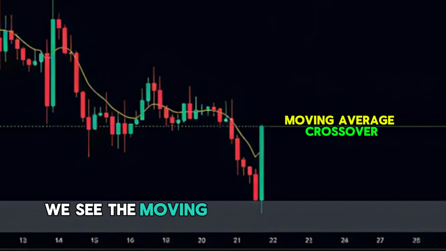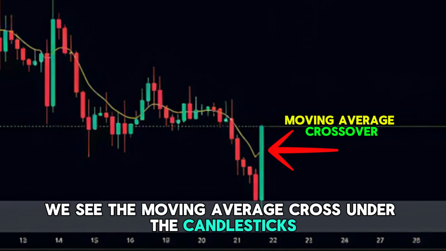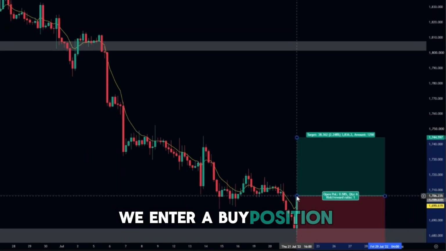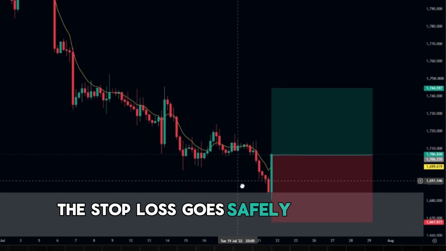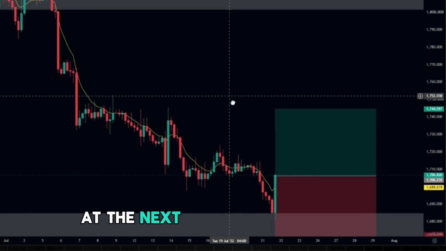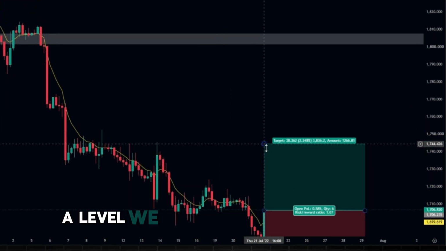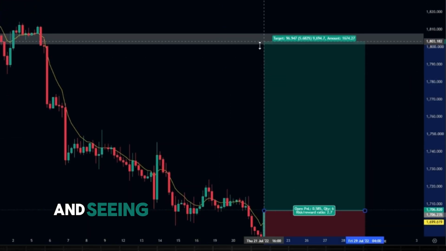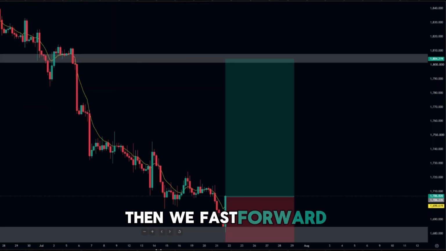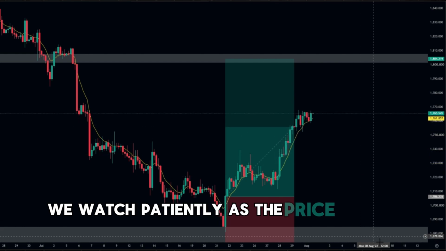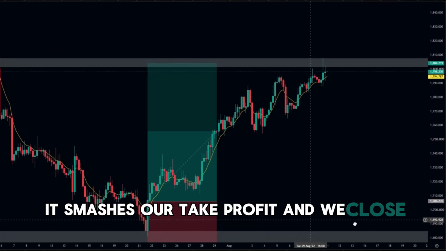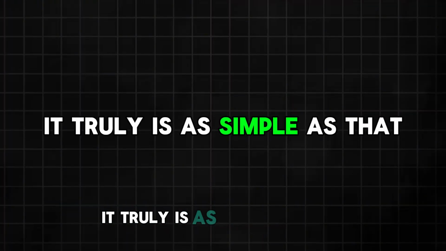Finally, we see the moving average cross under the candlesticks. With our 3 confirmations locked in, we enter a buy position. The stop loss goes safely below the support level, and the take profit is set high up at the next key resistance level, a level we identified by looking left and seeing where the price previously struggled. Then we fast forward. We watch patiently as the price climbs, and bam, it smashes our take profit, and we close a great trade. It truly is as simple as that.